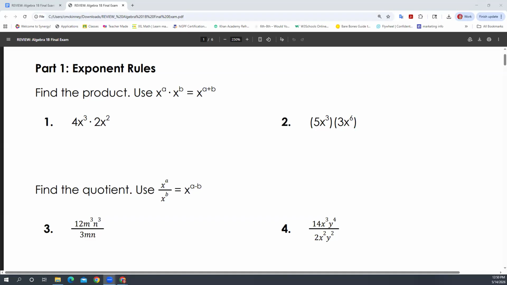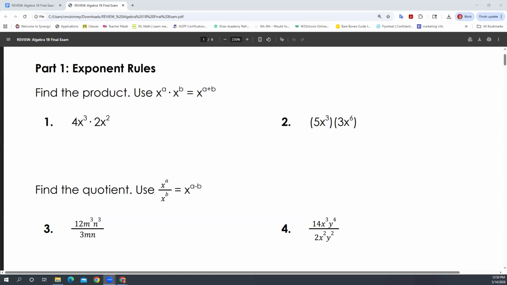So first we're going to go over the exponent rules that you did in the polynomials section. And you have some of the rules here on the exam for you, but you have to know how to apply them. So find the product, that means we're multiplying.